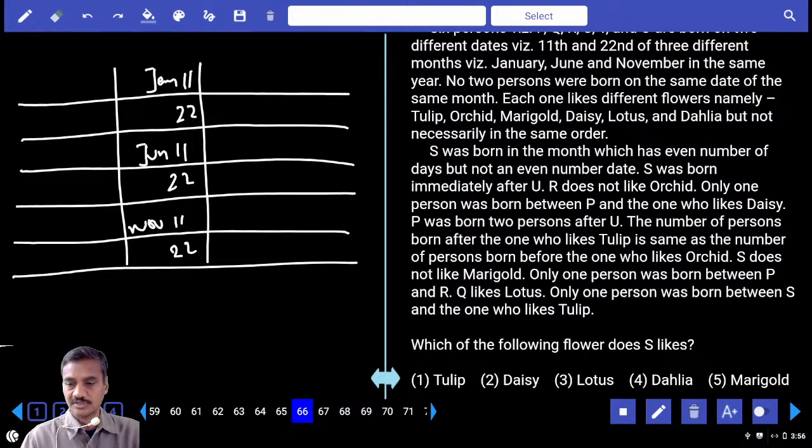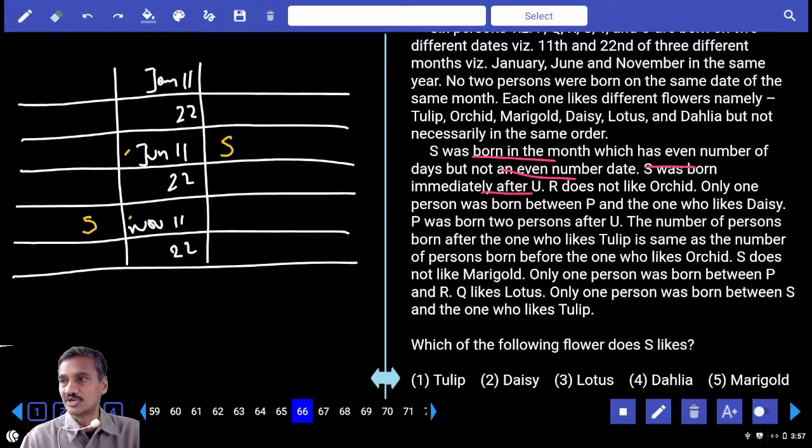Then S was born in the month which has an even number of days. How many months do we have? 2 months. June has 30 days and November also has 30 days. And S was born in the month which has an even number of days, but not on an even number date. That means S was born on an odd number date. S can be November 11th or June 11th. How many possibilities do we have? We have 2 different possibilities.